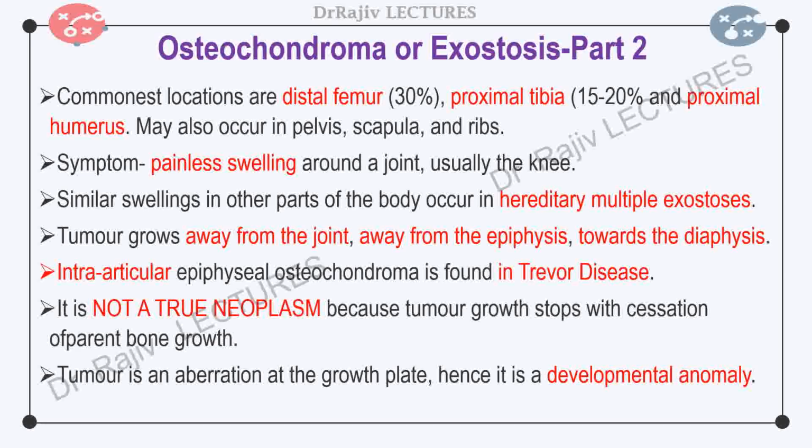The tumor always grows away from the nearby joint, typically projecting away from the epiphysis and going towards the diaphyseal region of the bone. A rare variety of intra-articular epiphyseal osteochondroma is found in Trevor disease. This tumor is not a true neoplasm because its growth stops with cessation of the parent bone growth. The tumor is a result of an aberration at the growth plate, hence it may be called a developmental anomaly.